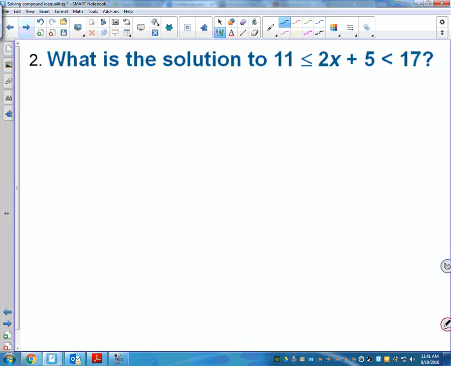So you try this one if you haven't already. See if you can solve right. Put it in set notation or interval notation.